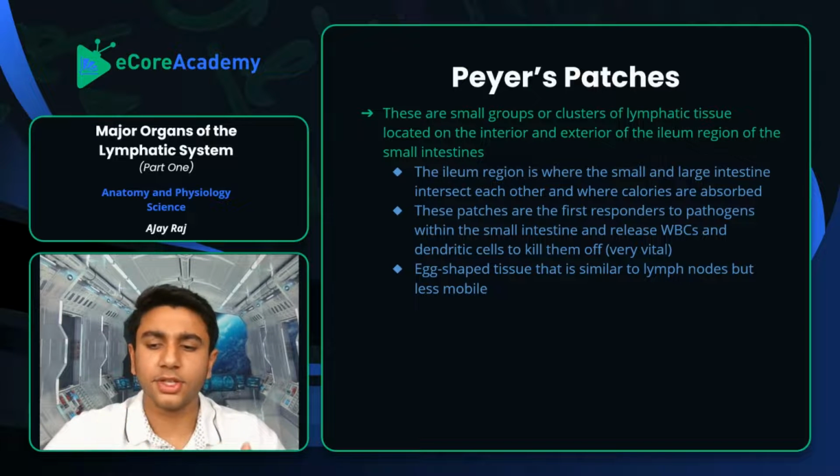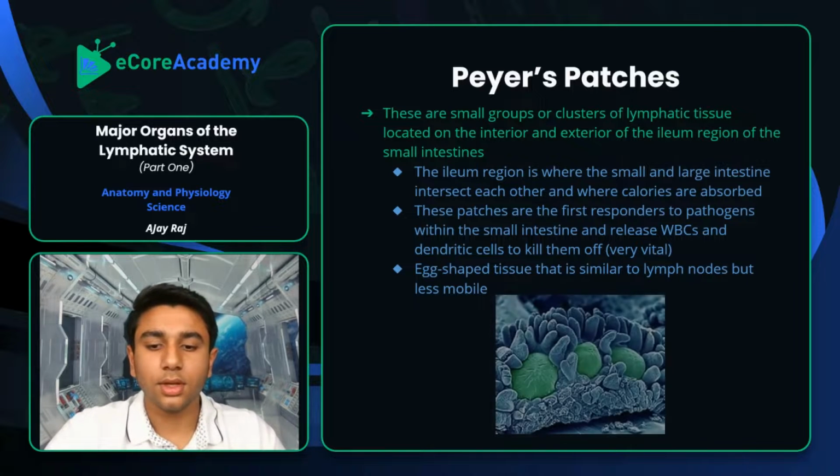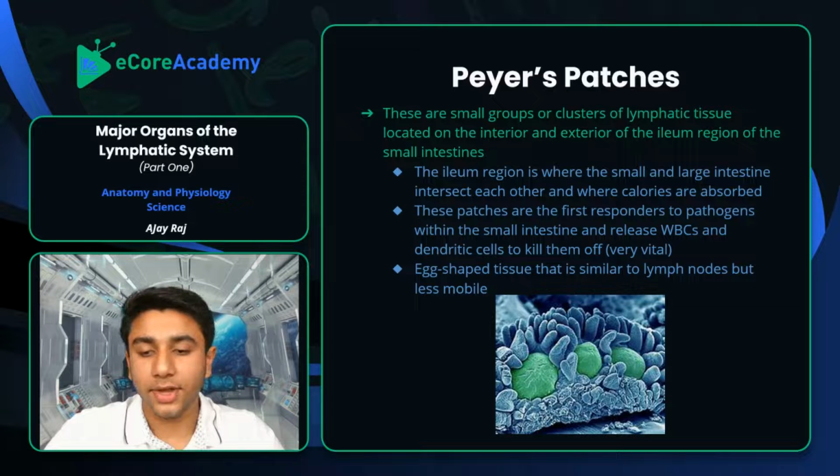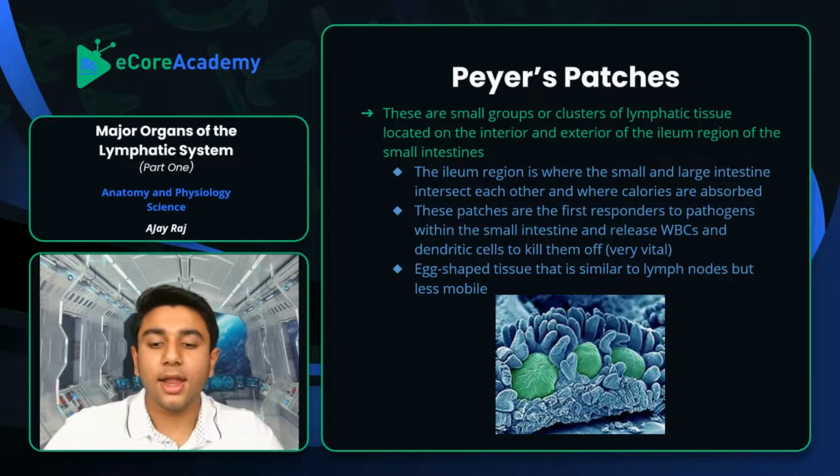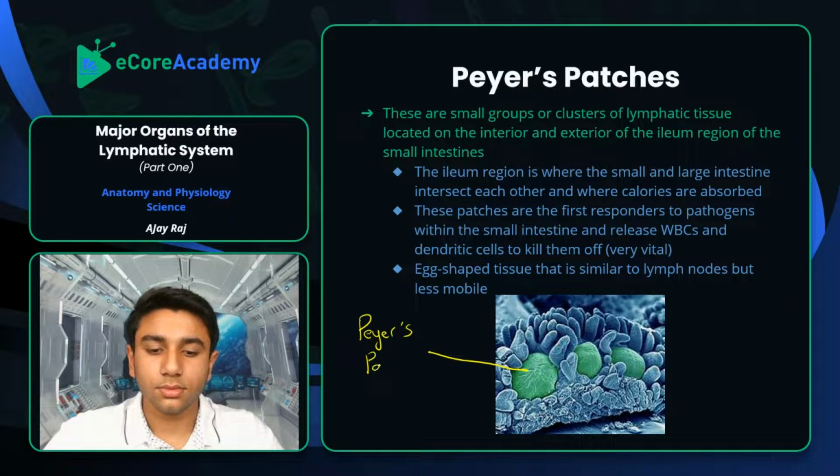So it's very similar to lymph nodes in that function. It also helps filter and give an immune response with lymph, but of course it's less mobile. It's essentially attached to certain parts of the intestine in clusters. And as you can see here, this is the inner lining of the small intestine, and these right here are your Peyer's patches. They're just clusters of tissue, essentially, and that tissue is, of course, lymphatic tissue.